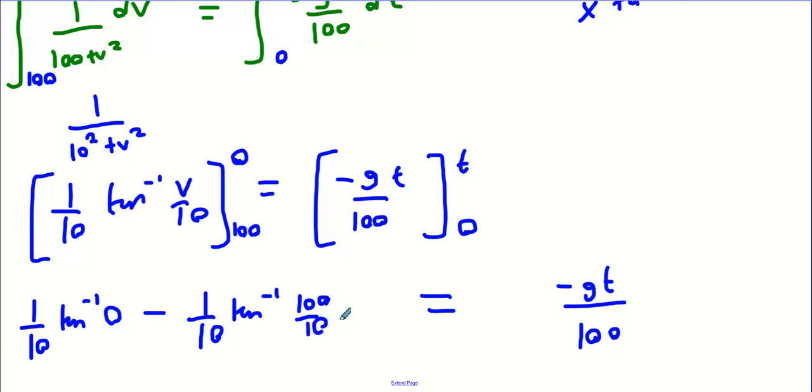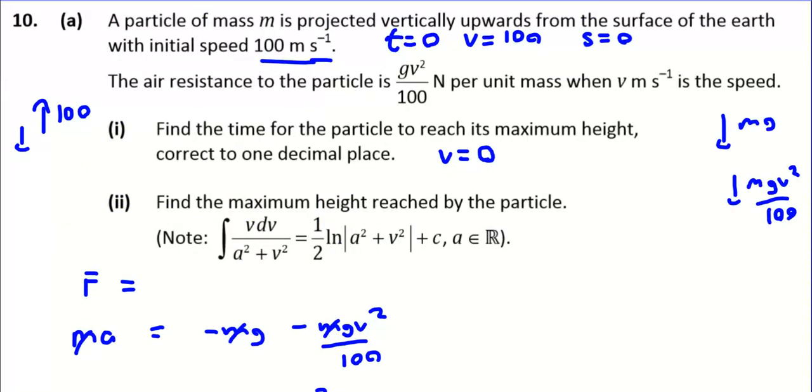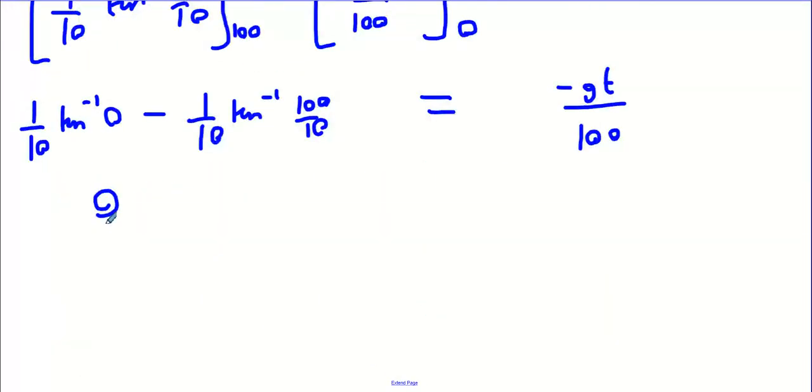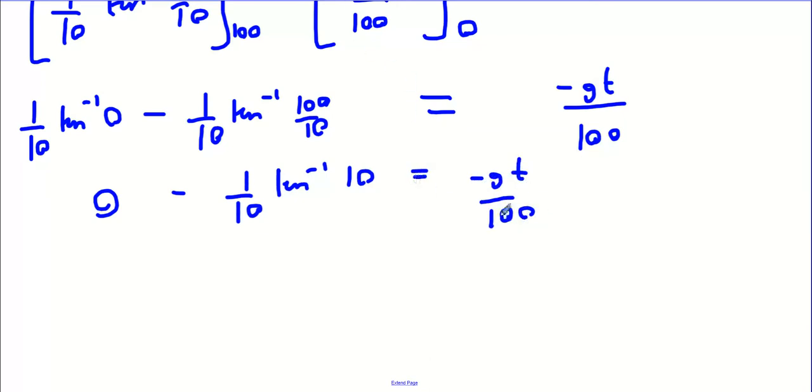Okay. So what we're still on here now is we got this here. So we got 0 minus 1/10 tan inverse 10 equals minus gt over 100. Alright, I'm going to cross multiply this. I'm going to get rid of the minuses first. Going to multiply up by 100, so it's 100 divided by 10. You'll see that in a second. 100 divided by 10 is 10, divided by g, and then it's tan inverse 10 equals t.